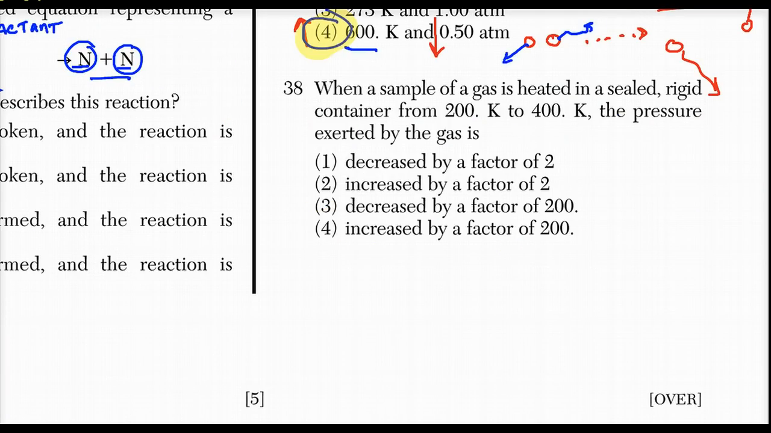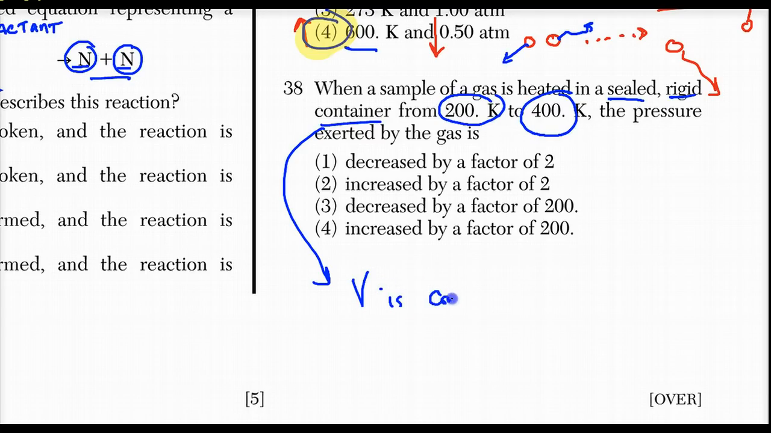Number 38. When a sample of a gas is heated in a sealed rigid container from 200 Kelvin to 400, the pressure exerted by the gas is? All right, so what's happening to my temperature? It is doubling. They said a sealed rigid container. That screams to me that the volume the gas is occupying is constant. It's fixed. It's not going to change. Let's look at our equation, which is from Table T. Pressure times volume over temperature equals pressure times volume over temperature. But since volume is held constant, we have pressure over temperature equals pressure over temperature.